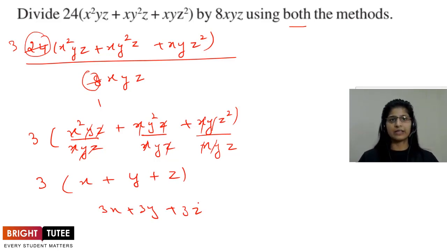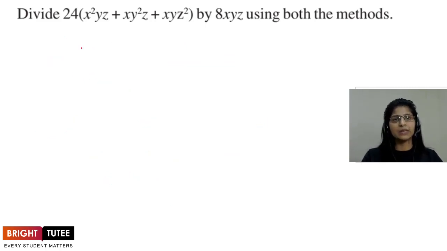The second method is that you take common. The second method is to take common. How do we do that? In the second method, you have to take out things common. So 24 you are writing.